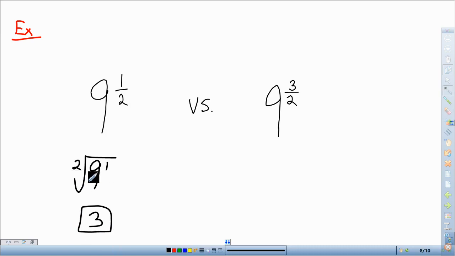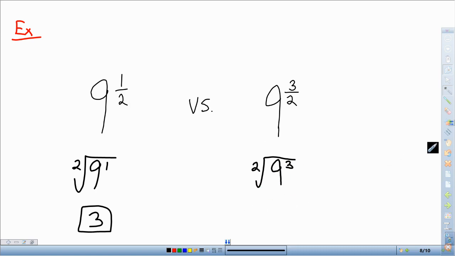Using the same logic, let's go ahead and break this thing down. So again, I've got my 9. Maybe this is the best way to do it: write the number first, put the radical symbol. What's in the denominator goes in front. What's in the numerator is what your number is being taken to the power of. So this is really the square root of 9 to the power of 3.